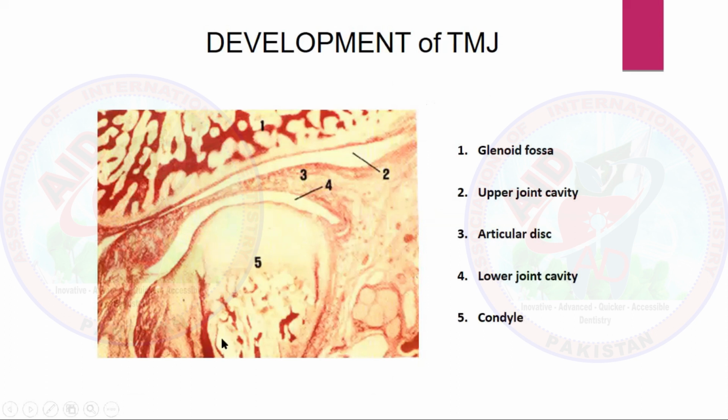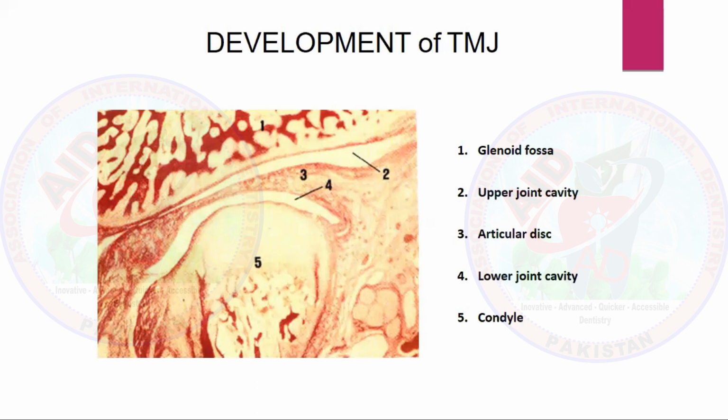And here you see the mature condyle area. That is the condylar articular cartilage, superior joint cavity, inferior joint cavity. Now that is the exact joint histologically which appears at the level of the birth. So ladies and gentlemen, we have covered all the stages of the development of the temporomandibular joint.